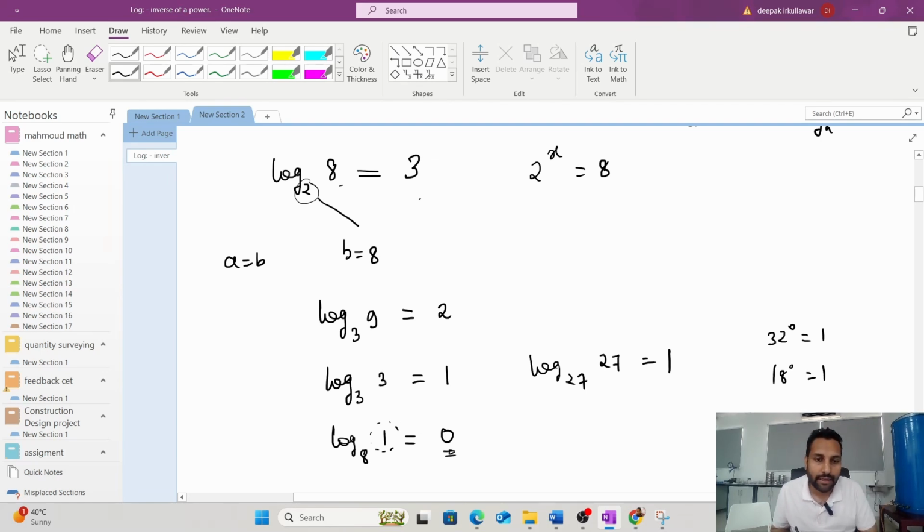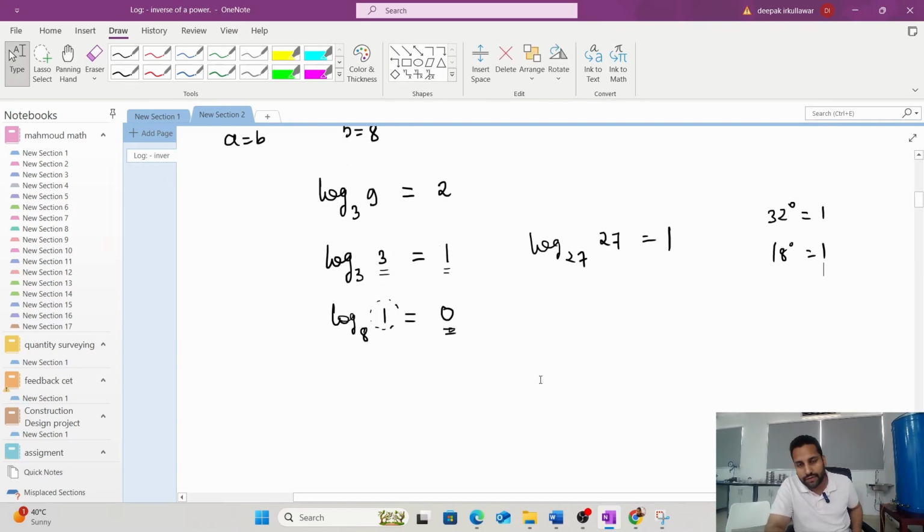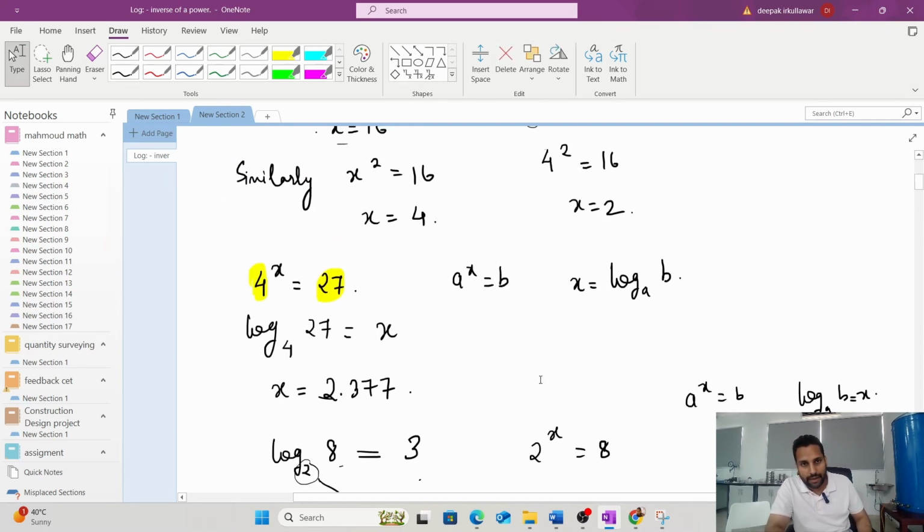Whenever the base and the number are both the same, then the answer is 1. So these two things you need to remember. It will help you solve questions quickly and save a lot of time. Before proceeding to the questions which we will solve in logs, I need to tell you a few laws.